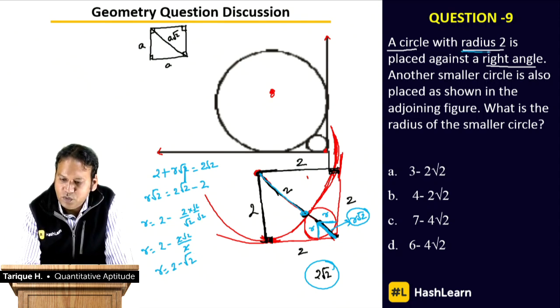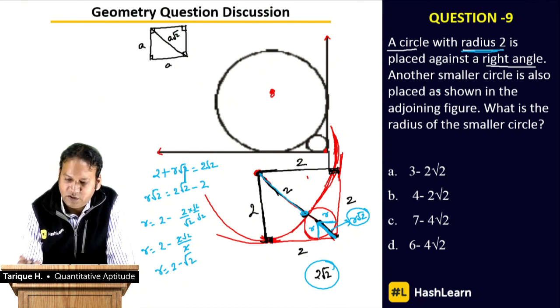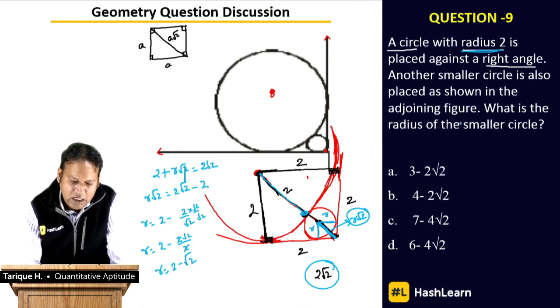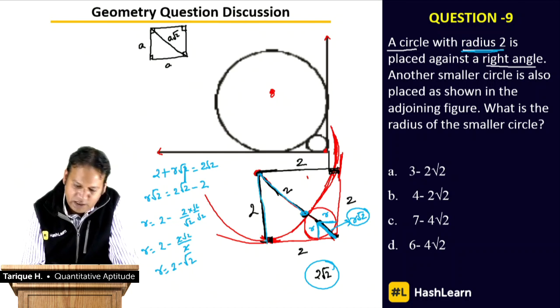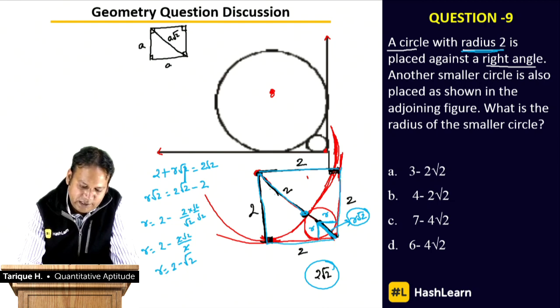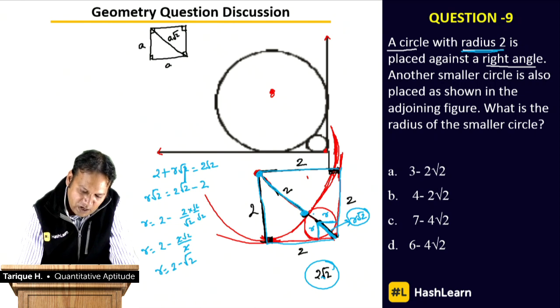The circle of radius 2 is placed against a right angle, and the small circle is also placed as shown in the drawing. What is the radius of this smaller circle? Correct. So the outer part, this is 2, and this is also 2. So there's a square, and the diagonal of that square is equal to 2 root 2. And if you look from this point to this point, this is equal to 2, and the remaining, okay, so we have an r missing out here.